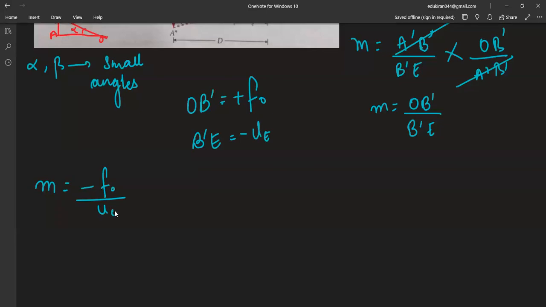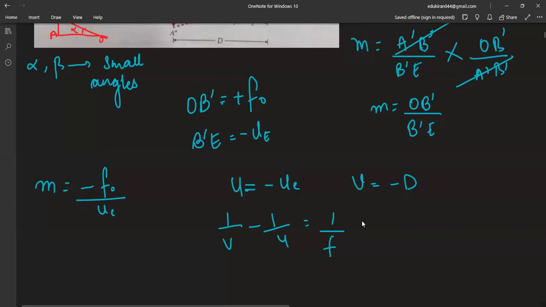Simple calculation we'll do. See, for the eyepiece, object distance is minus UE. Image distance is minus D. We are already taking the first case, right? So what will be the focal length? 1 by V minus 1 by U is equal to 1 by F, correct? So what can we substitute? This is the lens formula.